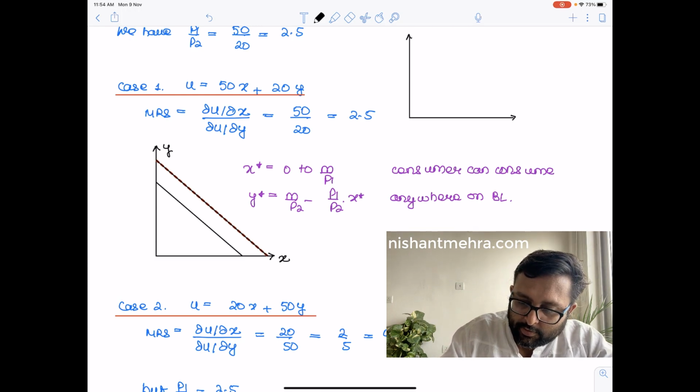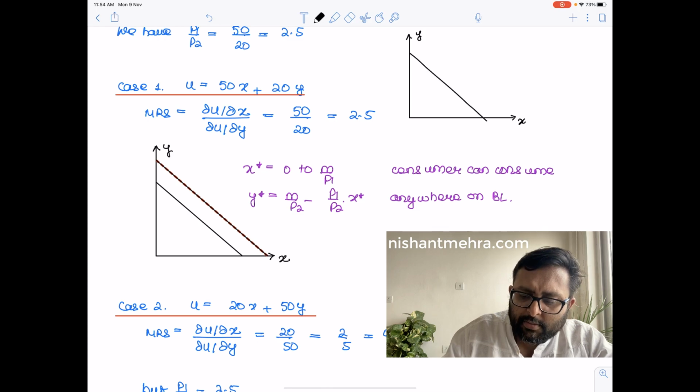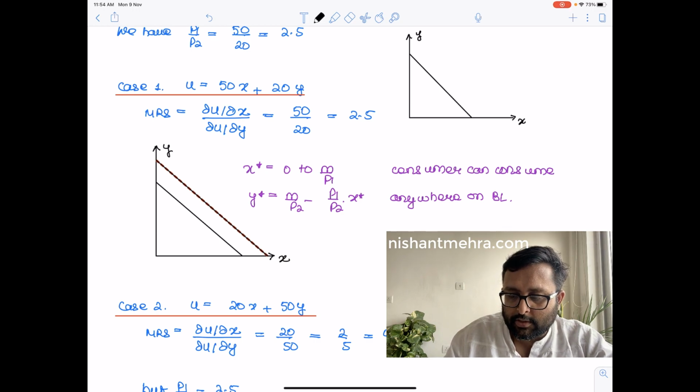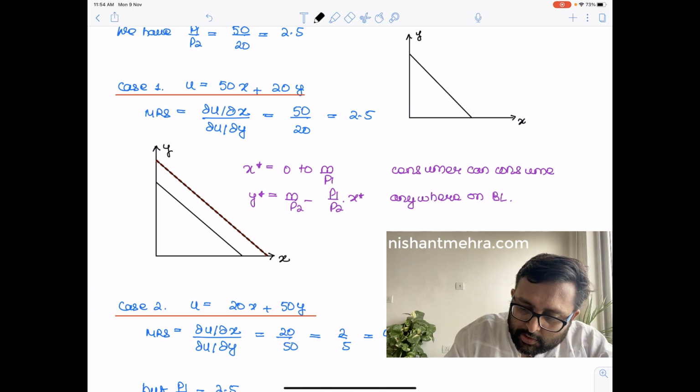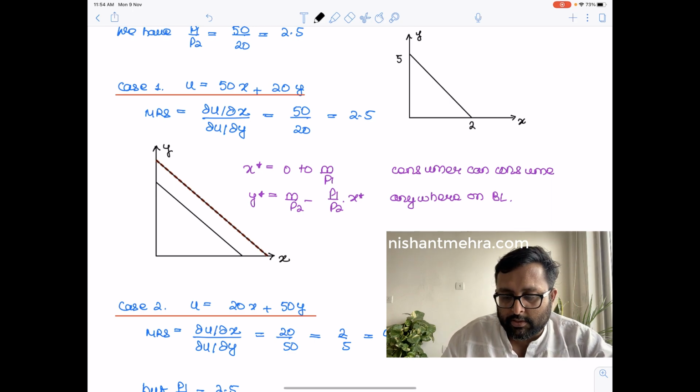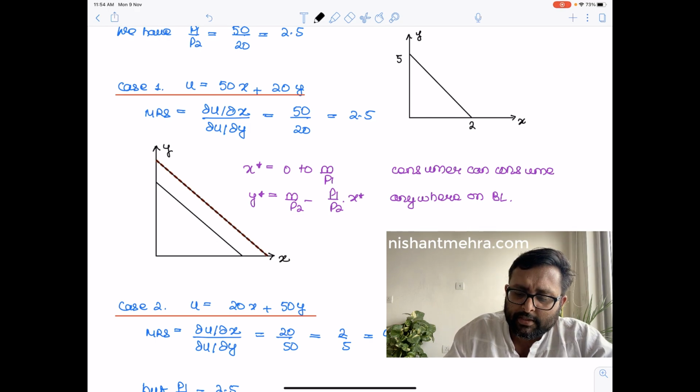So you have x, you have y. And supposedly, if this is 2.5, this is the slope of the indifference curve, 2.5. Okay, I'll also draw this like this. This is 5, this is 2, let's say. So the slope of the indifference curve is 5 upon 2, 2.5, like this. Right, beta? Okay, let's start with the basics.